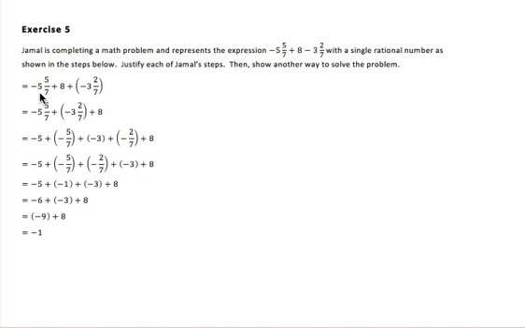First of all, what Jamal must have done was to rewrite the subtraction in this last part of the problem as addition. So he changed it to addition, and he changed the sign of the number after it to its opposite. Next step was that because it is now addition, he moved the negative 3 and 2/7 in front of the 8 so that our sevenths would be together. That was the commutative property.